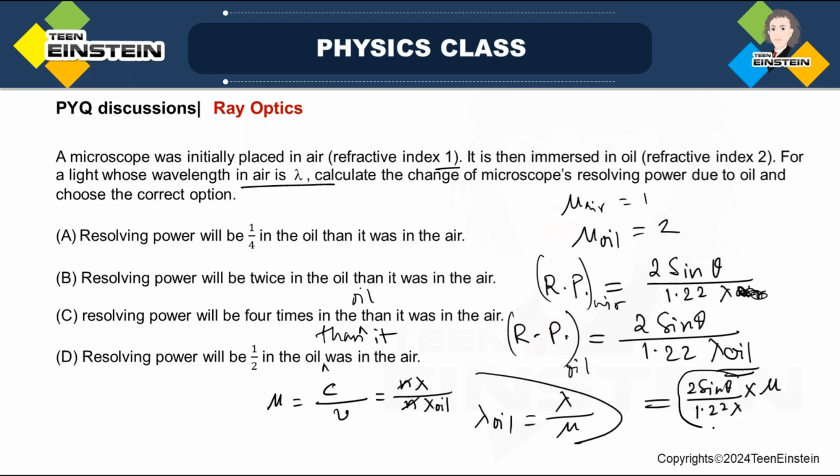So this part is actually the refractive index times the resolving power in the air, RP in air, and the refractive index of the oil is given as 2. So the resolving power of the microscope in oil will be twice what it was in the air. So option B will be the correct answer for this question.